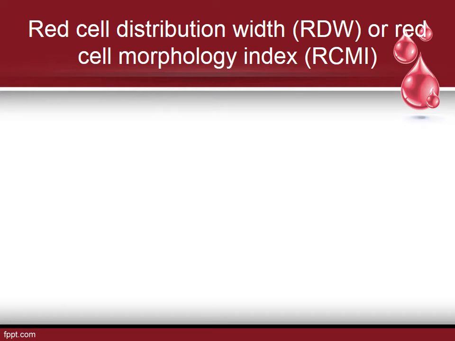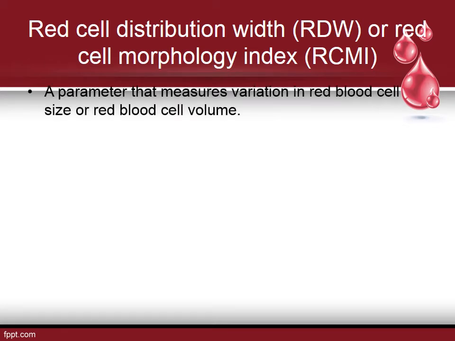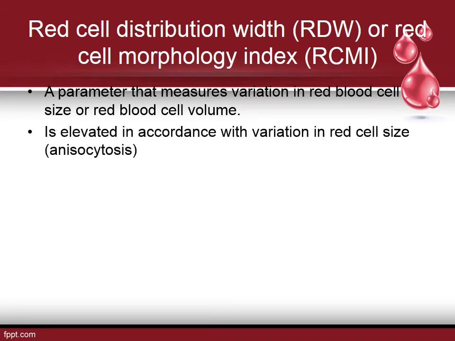And lastly will be red cell distribution width, or RDW, or red cell morphology index, or RCMI. It is a parameter that measures variation in red cell size and red cell volume. It is elevated in accordance with variation in red cell size, or so-called anisocytosis.